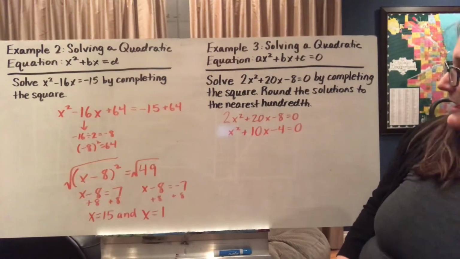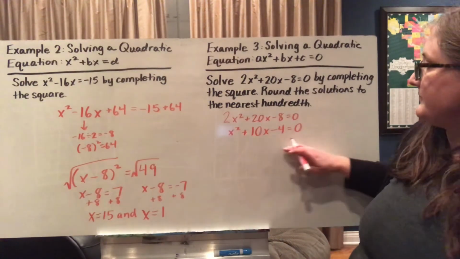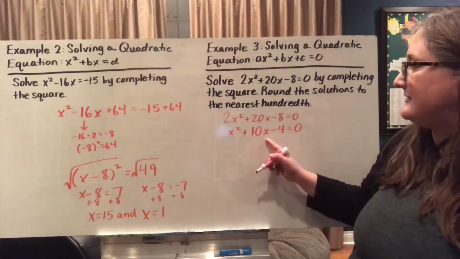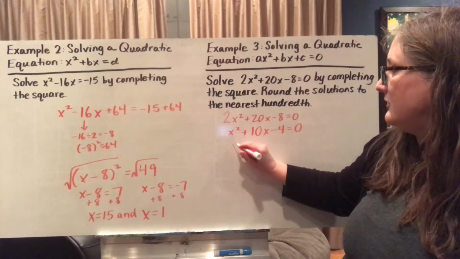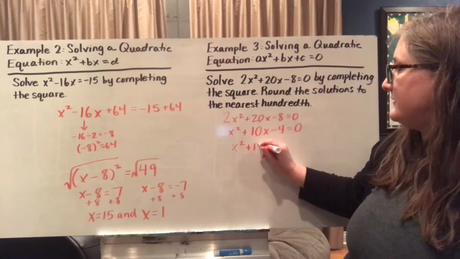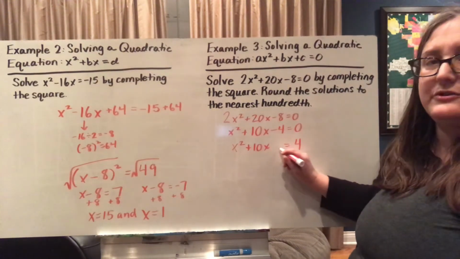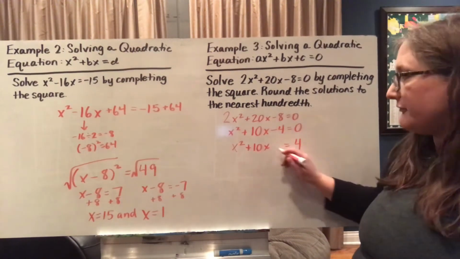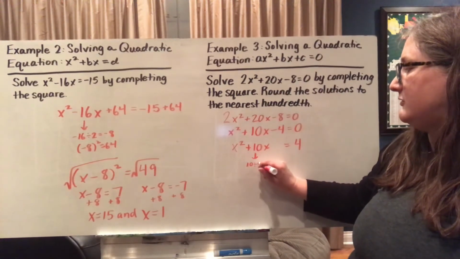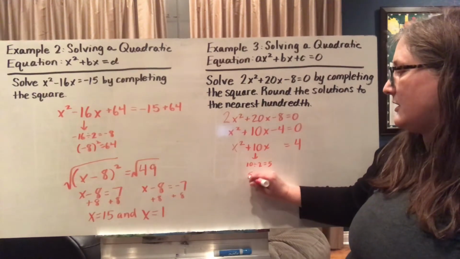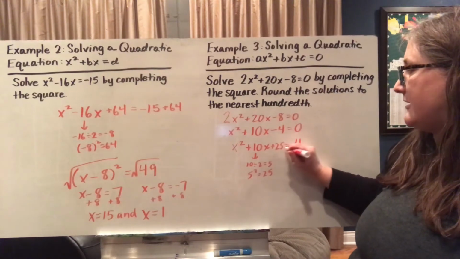Now what I'm going to do is I'm going to try to put this guy in a form where I can add a c value here. So I'm going to get rid of this minus 4. I'm going to make this x squared plus 10x equals 4. And I'm going to find a c value that I can put in here to make this a perfect square binomial. So 10, I'm going to cut it in half. 10 divided by 2 is 5. And then 5 squared gives me 25. So that's the number that I want to add in here, 25.